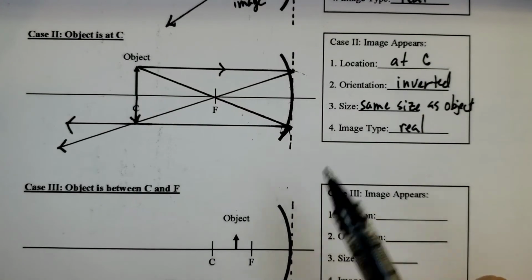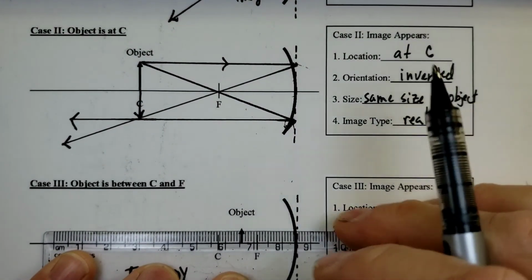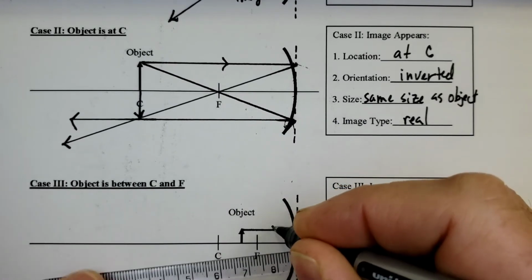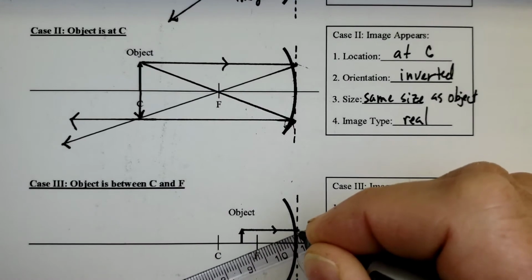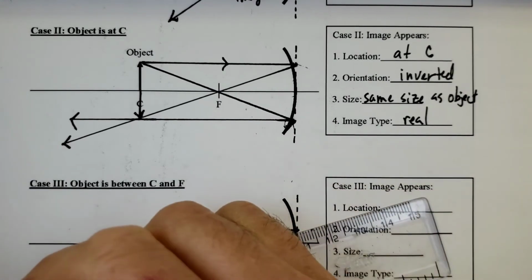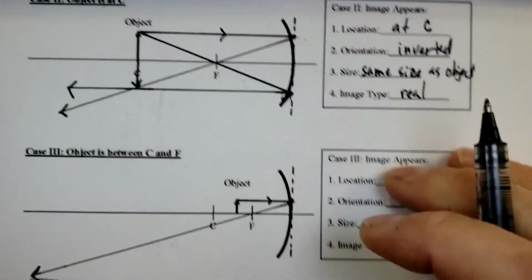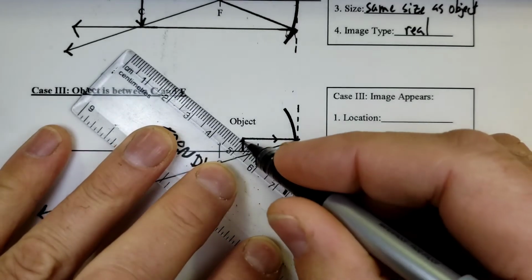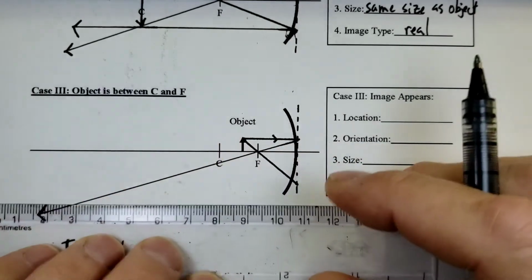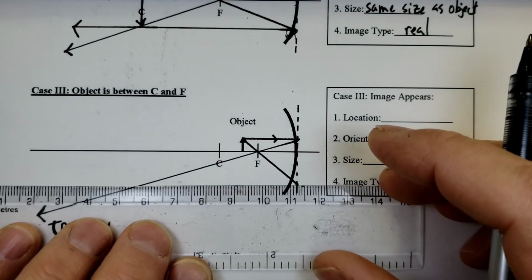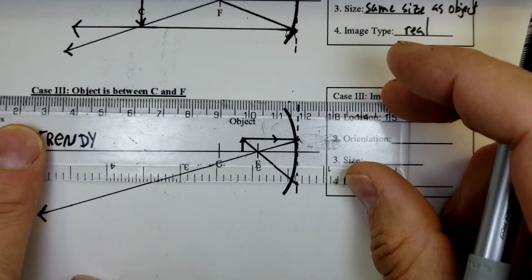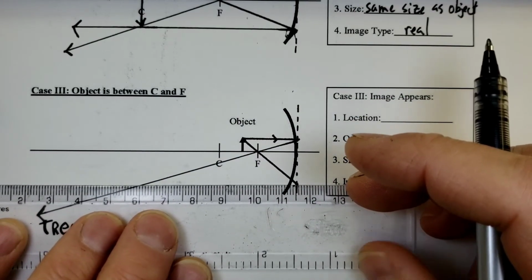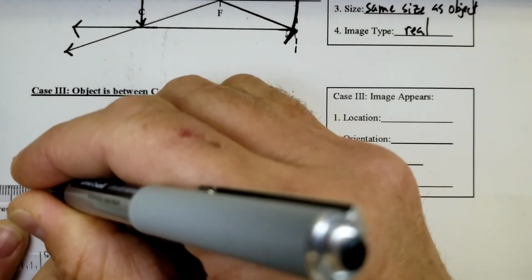Now let's look at if the object is in between C and F. So again, we'll draw the first ray in parallel, out through F. Okay, so we have that. The second ray in through F, hit the dotted line and out parallel. So you may find it easier to put your ruler here, that way you can see, make it parallel, but otherwise try as best you can to make it somewhat parallel. So you can see where the image is located here.